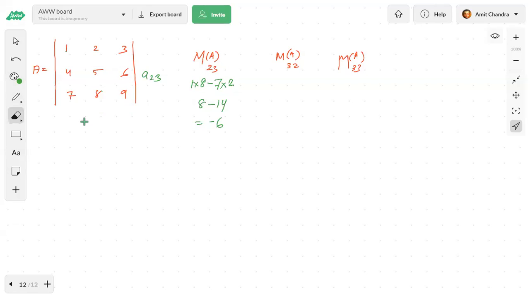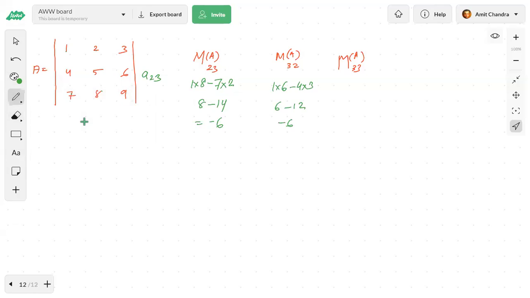Now we have to find M32. M32 means third row and second column, so this is that element. I will remove that row and column. That is 1 into 6 minus 4 into 3. So this is 6 minus 12, which is nothing but -6.